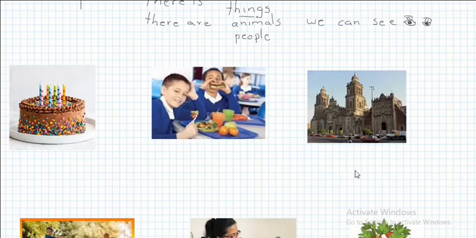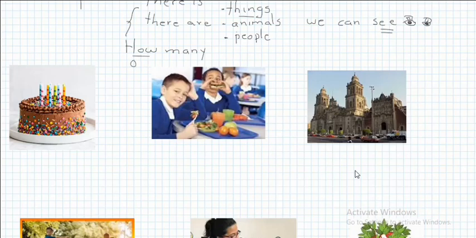Okay, now we are in the grammar section. As you probably remember, we had already studied these two structures, there is and there are, to talk about things, animals, or people that we can see, okay? So the idea of this class is that we need to add this structure, how many, to be related with these two structures. So we are going to combine these structures to make questions, okay?